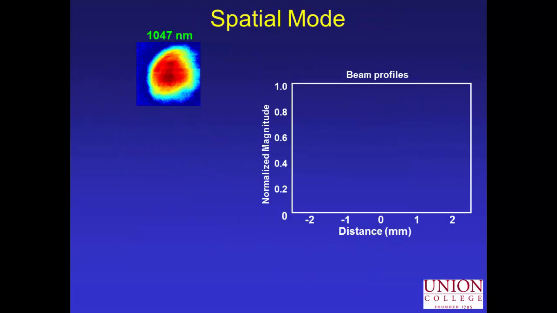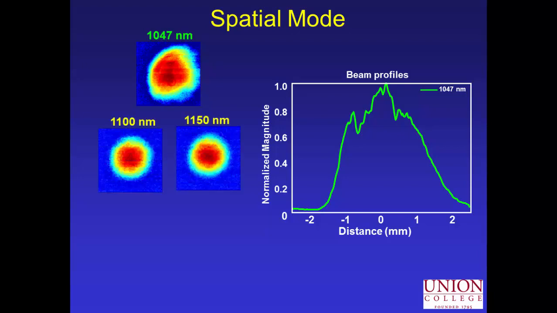In terms of the actual spatial modes coming out of the fiber, again, the initial pump laser doesn't look all that great in terms of the beam profile. If we were to plot the horizontal case, it has a lot of structure to it. But for those first 2 Stokes lines, it looks much nicer. It's round and very Gaussian-like.